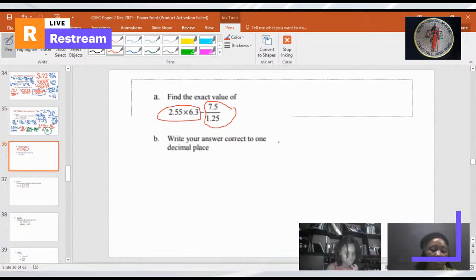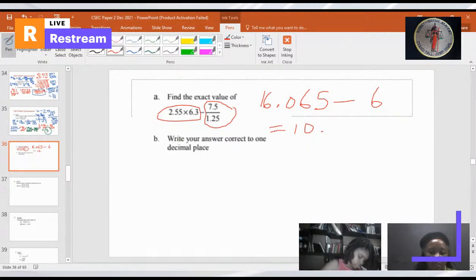Miss, the first answer is 16.065. And the second answer is 6. All right, so the answer is 10.065. Part B says they want it correct to one decimal place.